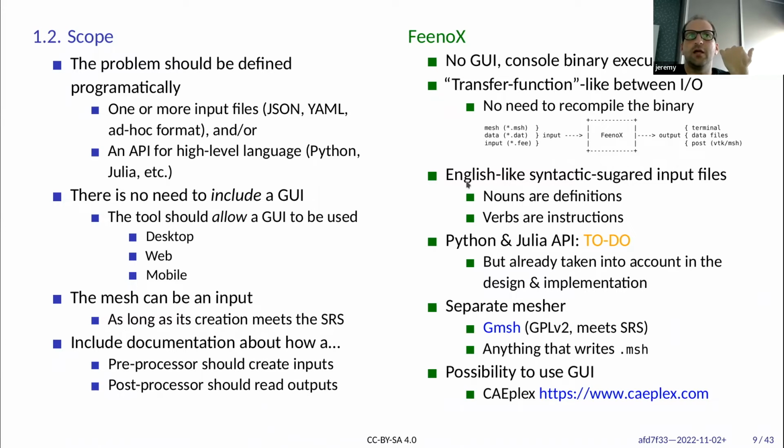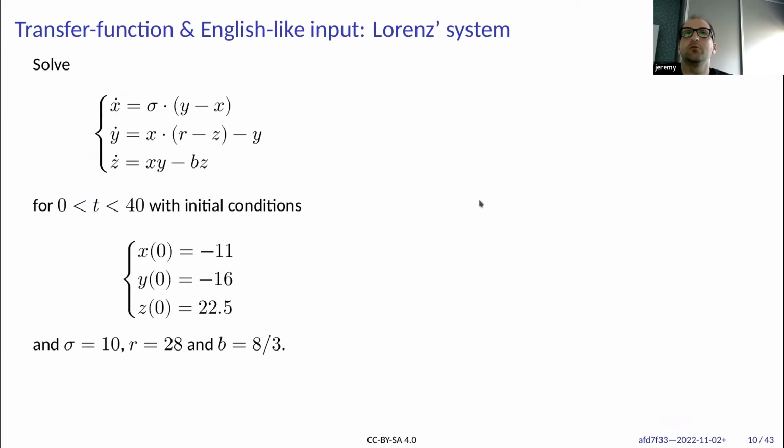So in FeenoX, the input file is an English-like text file with syntactic sugar, where nouns are definitions and verbs are instructions. We currently don't have a Python or Julia API, but we already took that into the design, and eventually we can implement one. So the mesh is separate. It can use Gmsh or anything that writes a mesh. And there's the possibility to use a GUI. If you go to caeplex.com, you will see that this is a web-based GUI. It's not actually for FeenoX, but for the previous version, but it works the same.